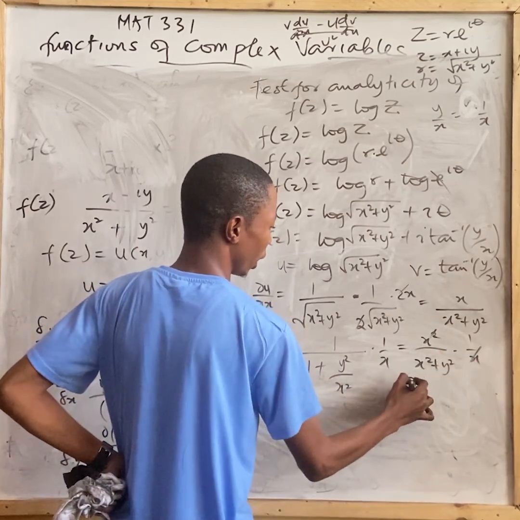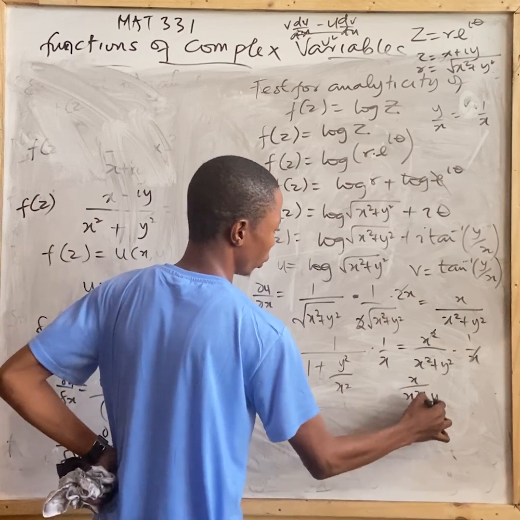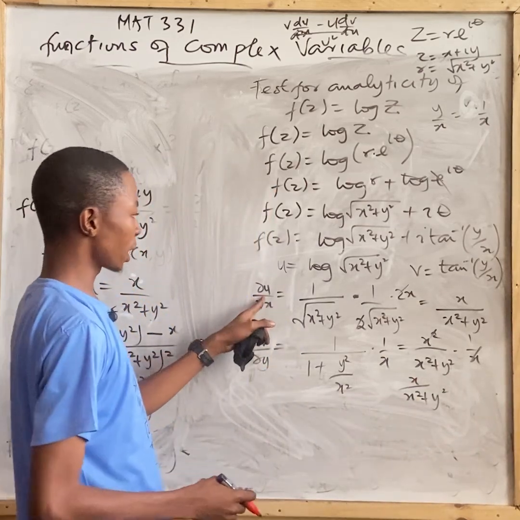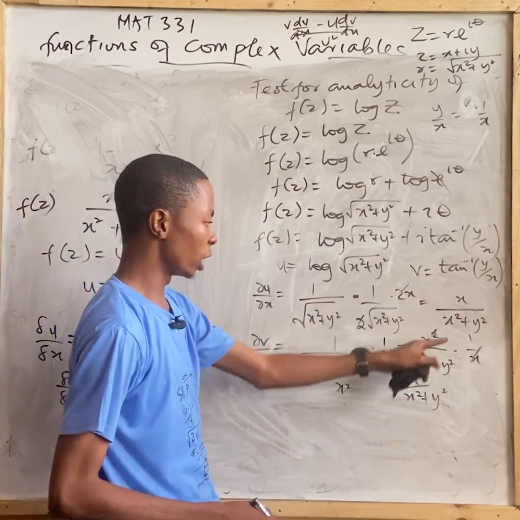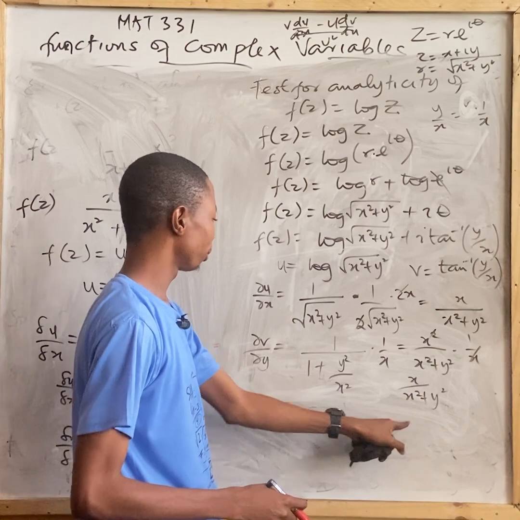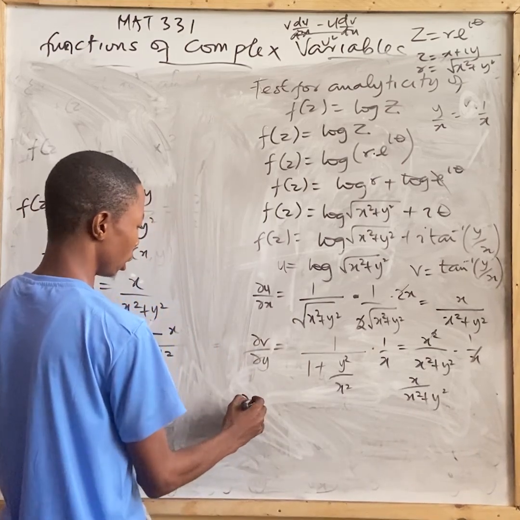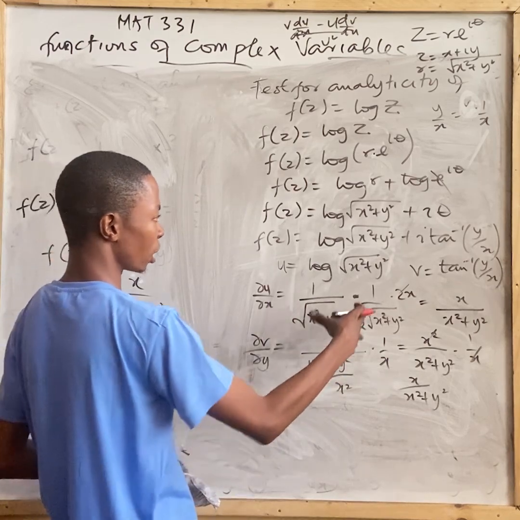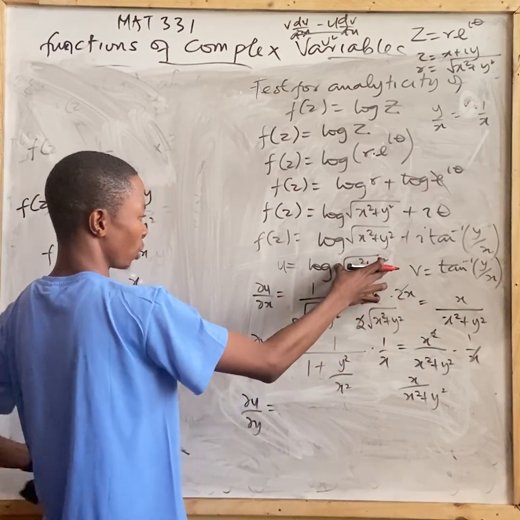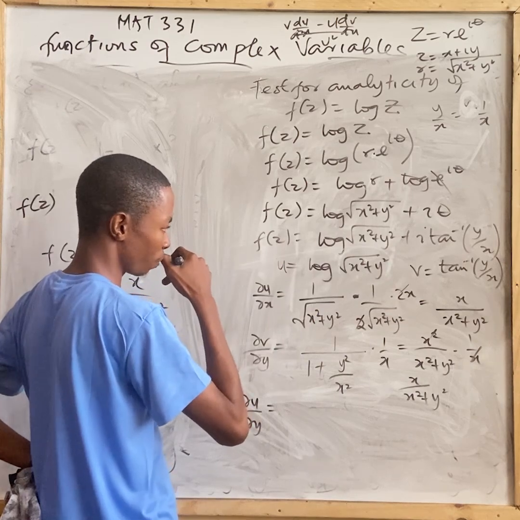Our answer will be x over x squared plus y squared. You observe that the partial derivative of the first one and the partial derivative of the second one are equal. It means that the first condition holds. Then you also differentiate u with respect to y. If I differentiate u with respect to y, it means that this log root x squared plus y squared, now you will differentiate with respect to y.